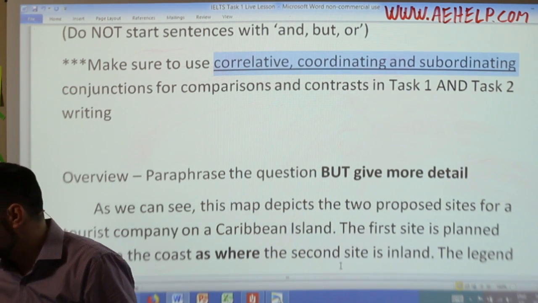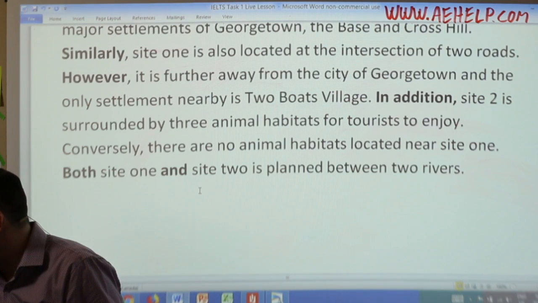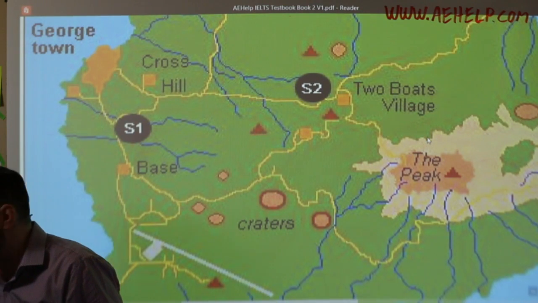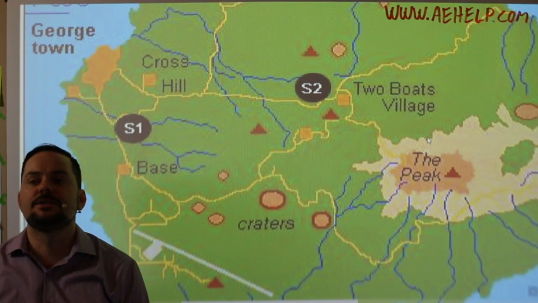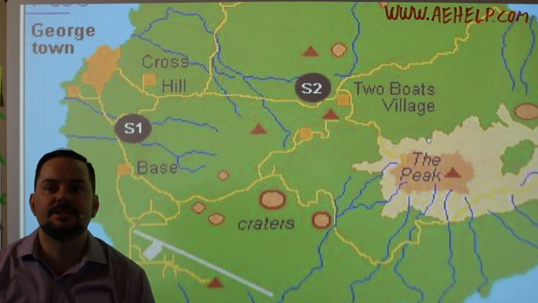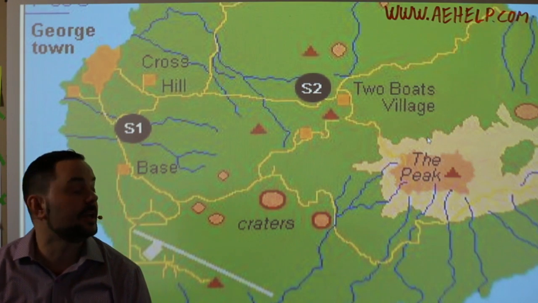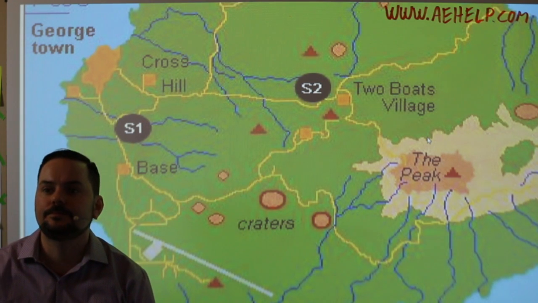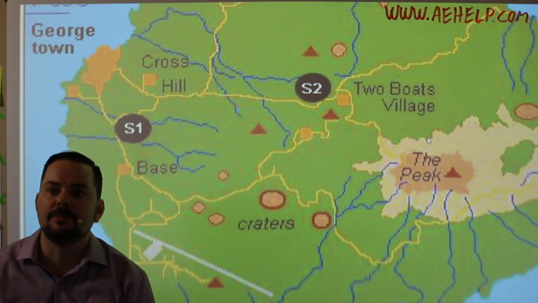All right. So let's jump back to our essay. So there are no animal habitats located near Site 1. Both Site 1 and Site 2 is planned between two rivers. Good. Now we can talk about the mountain. So now we can talk about the peak. Okay. Can somebody give me the right sentence here for discussing peak, the location relative Site 1 and Site 2? Is the correct verb there, Emaine, is, because it is planned. It's one plan. It's two sites, but it's one plan.